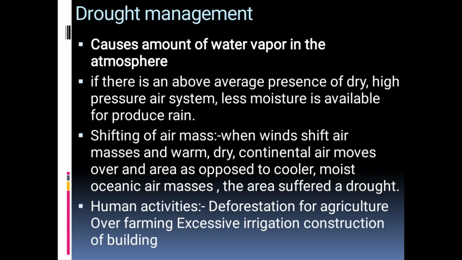This causes a decrease in the amount of water vapor in the atmosphere. If there is an above average presence of dry, high pressure air systems, less moisture is available to produce rain. Shifting of air mass: when winds shift air mass and warm, dry, convective air moves over an area as opposed to cooler, moist oceanic air masses, the area suffers a drought. Human activities are deforestation for agriculture, overfarming, excessive irrigation, and construction of buildings.